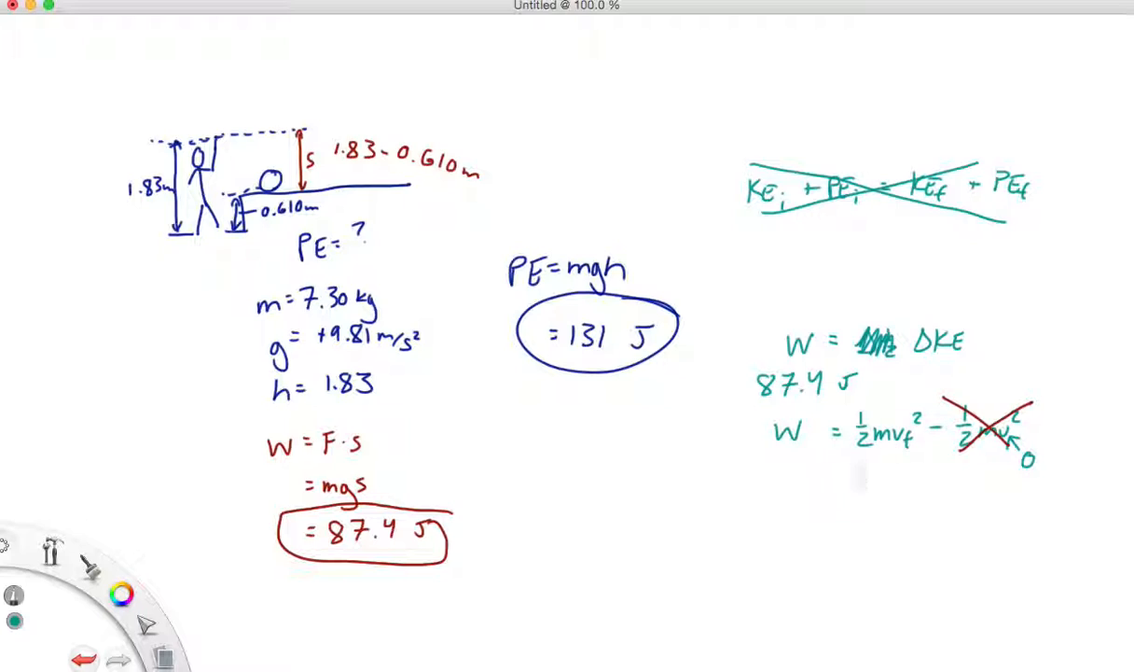So if we rearrange this equation over here, we can solve for vf. That's what we want. So I'm going to multiply both sides by 2. 2W equals m vf squared. Now I'm going to divide both sides by m. So it's going to be 2W over m equals vf squared. Now I'm going to square root both sides. The square root of 2W over m equals vf.